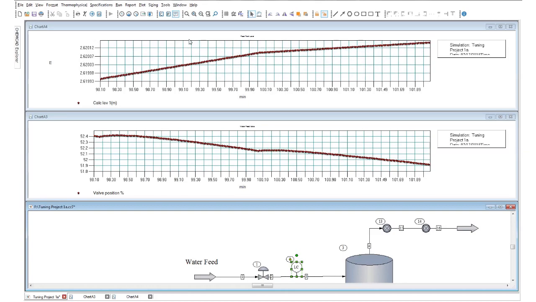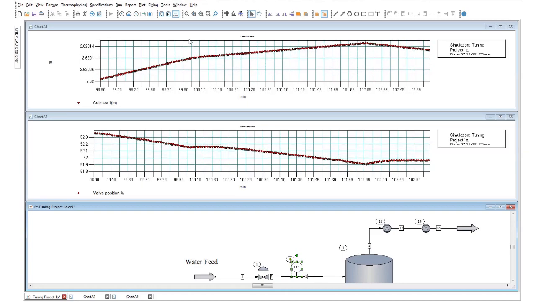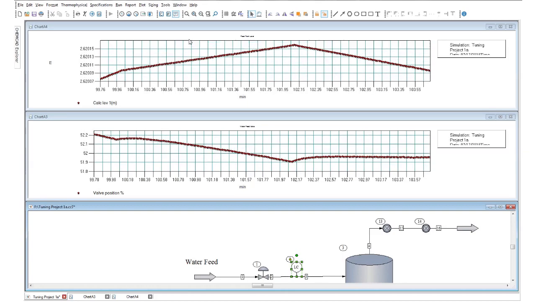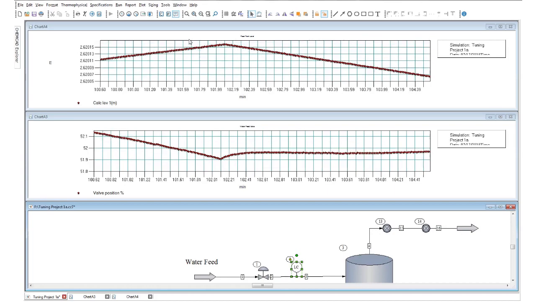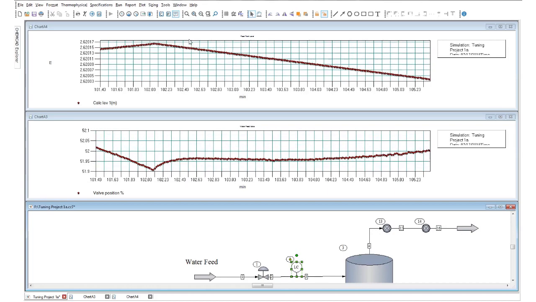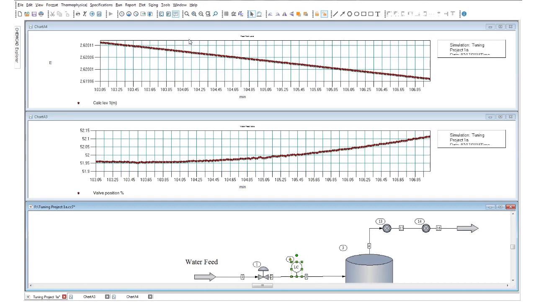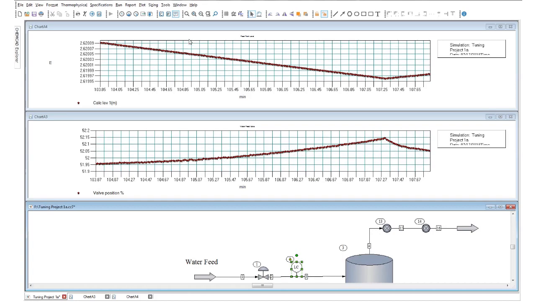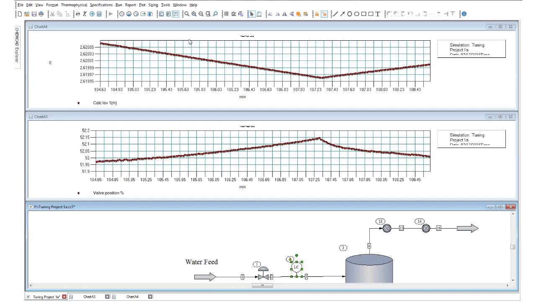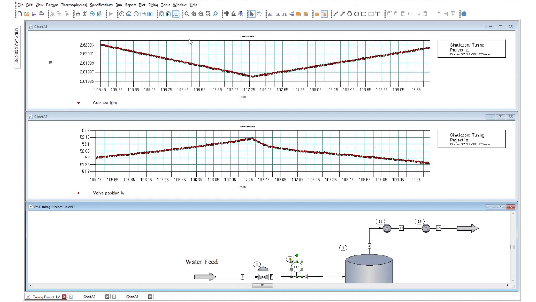And so as we're going on here, we're seeing that it's cycling between 2.62016 and going down to just below 2.62. So our level is being controlled quite well.